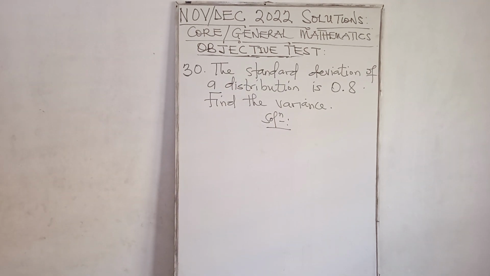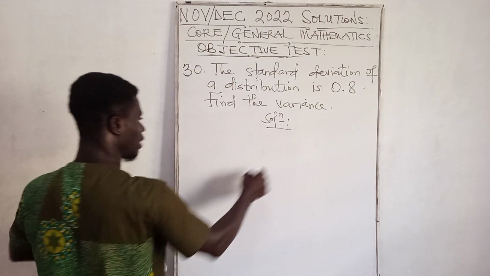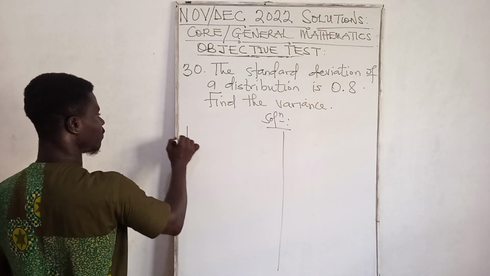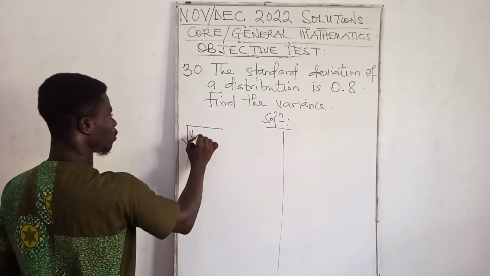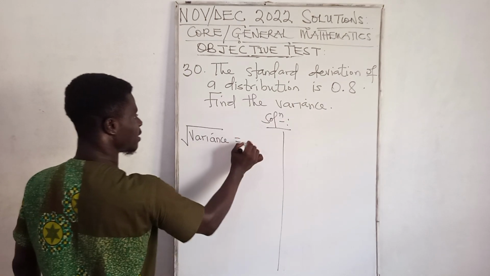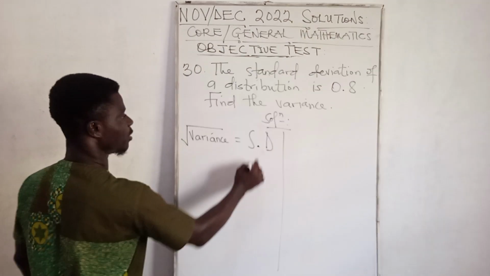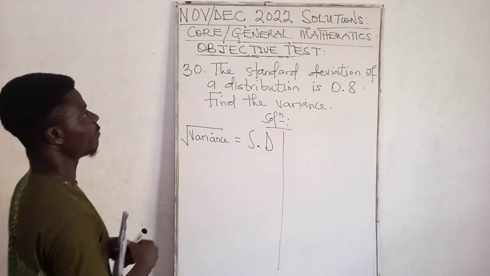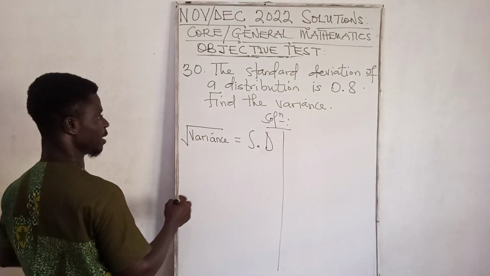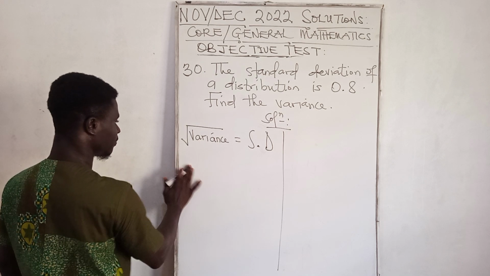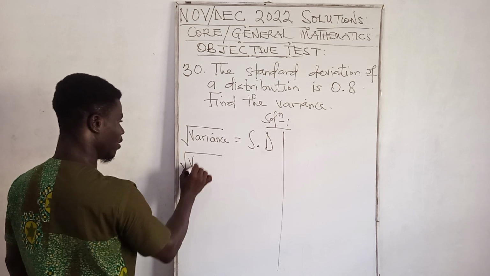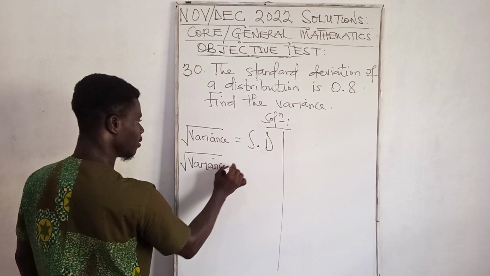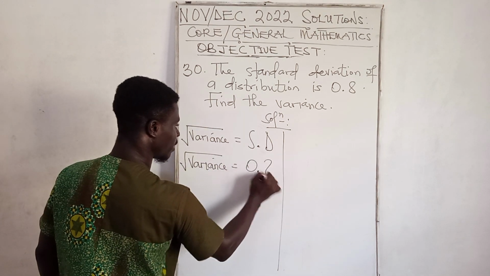So we have our last question, which says what? Question 30. The standard deviation of a distribution is 0.8. Find the variance. Now, we have to take note that the square root of the variance is equal to the standard deviation, which is SD. Now, we have been given that the standard deviation is 0.8. So now I can say that the square root of the variance is equal to the standard deviation, which is 0.8.